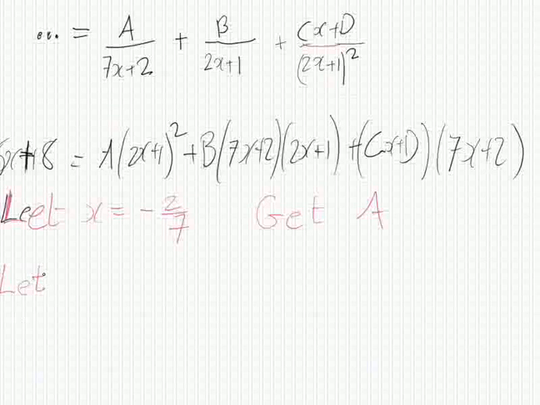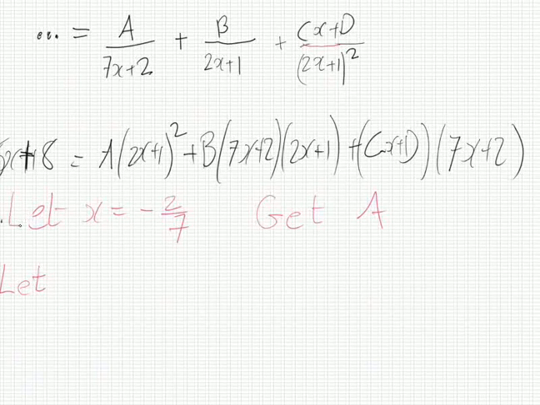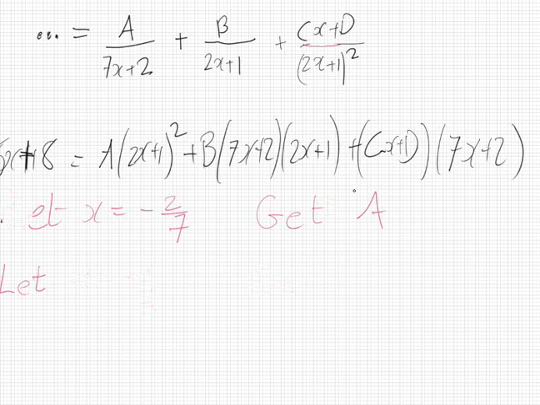Let x equal minus 1 over 2. So that one goes, and doesn't quite give me C or D, because I'm still left with C or D, aren't I? So like, Cx plus D. Yeah, I get something with C and D in it, so that's not great. So maybe there's something else we can try.